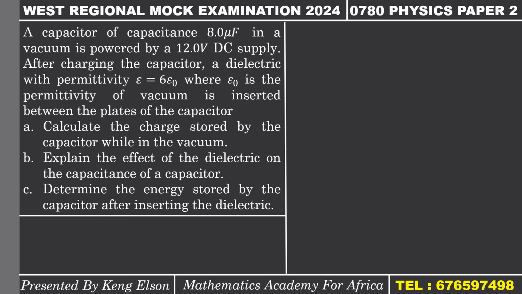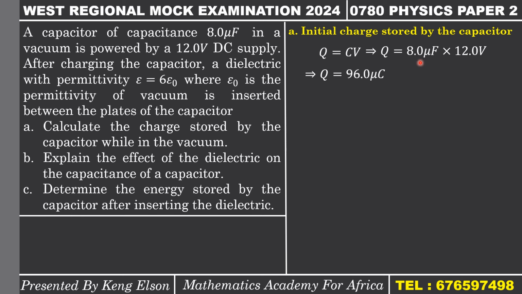So the charge is just equal to the capacitance times the voltage, and the capacitance initially is 8 microfarads and the DC supply had a voltage of 12 volts. It therefore means that my charge stored will be 8 microfarads times 12 volts. Farads multiplied by volts just gives you the coulomb. So at the end of the day we have 8 times 12, which gives you 96.0 microcoulombs. But micro means 10 to the negative 6. So the charge stored initially is 96 times 10 to the negative 6 coulombs.